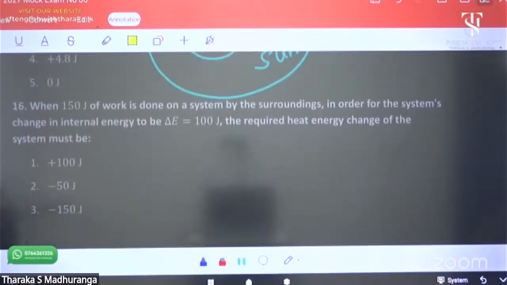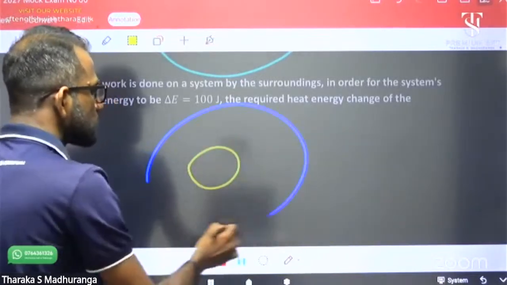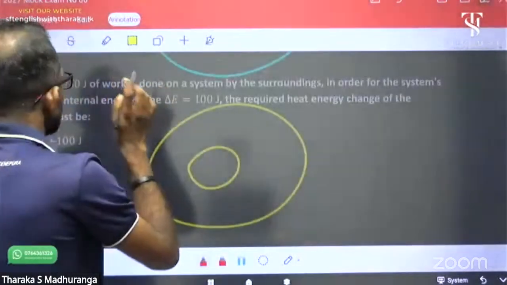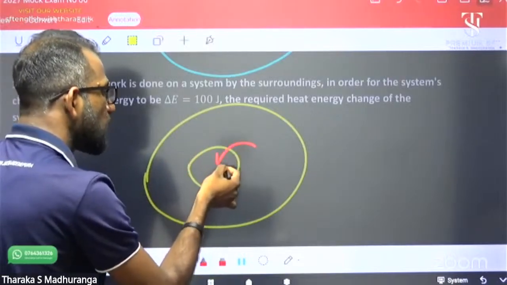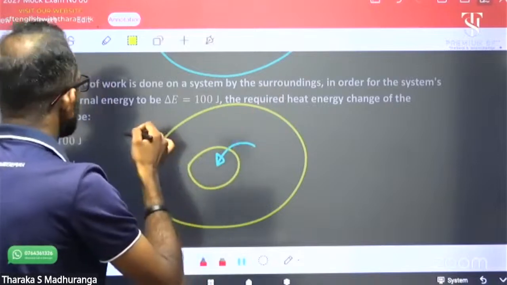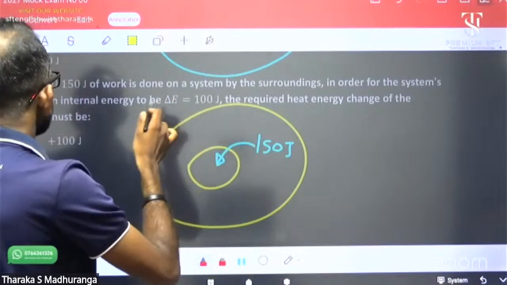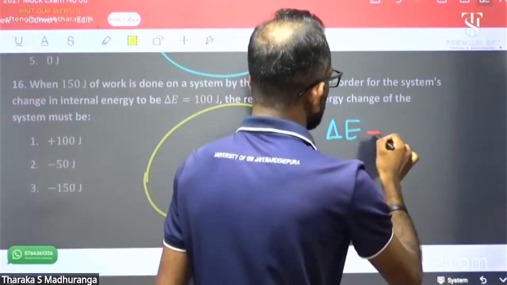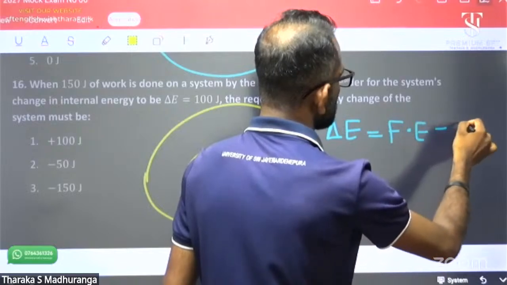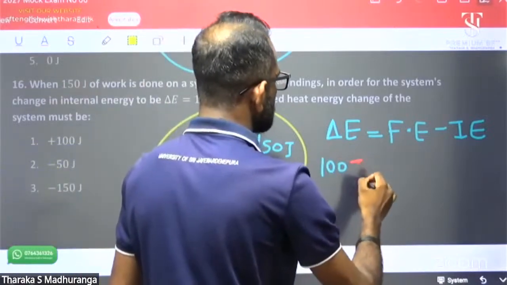When 150 joules of work is done on a system by the surrounding. Again, the same type of question. This is the system and this is the surrounding. 150 joules of work is done on the system by the surrounding, so 150 joules is absorbed. In order for the system to change its internal energy by delta E, it is a very good question. Delta E equals final energy minus initial energy. The delta E value equals 100 joules.